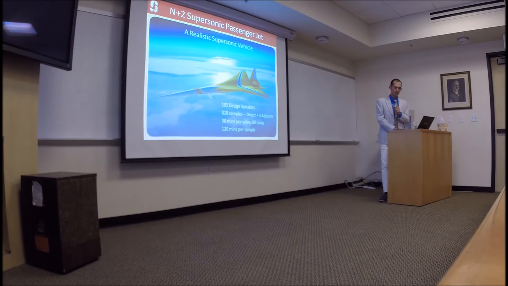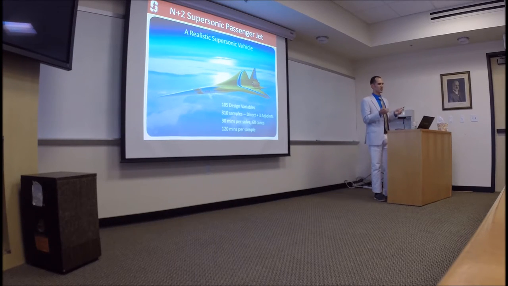The most complex geometry I studied in my thesis was the N+2 supersonic passenger jet. In terms of simulated features, this one is extensive. It has finely shaped wings, tails, and the engines are modeling intake and exhaust. I collected 310 samples of direct and three adjoint solutions, and each evaluation took on the order of 120 minutes.